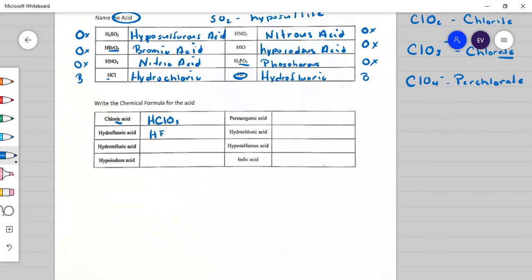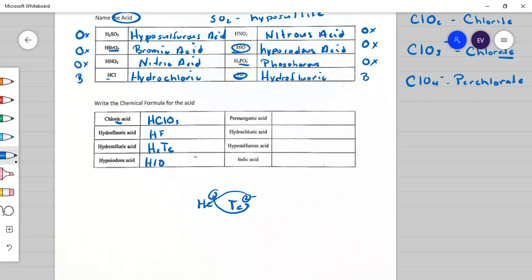Hydrotelluric acid. Okay, so this one's going to look like this. Tellurium is in the same group as oxygen, right? If you look at the periodic table, it's in the same group. So it has a 2- charge. Hydrogen has a 1+ charge. This guy comes over here, this guy comes over here, and you get this compound. Hypoiodous acid. Well, I mean, it's here, guys.